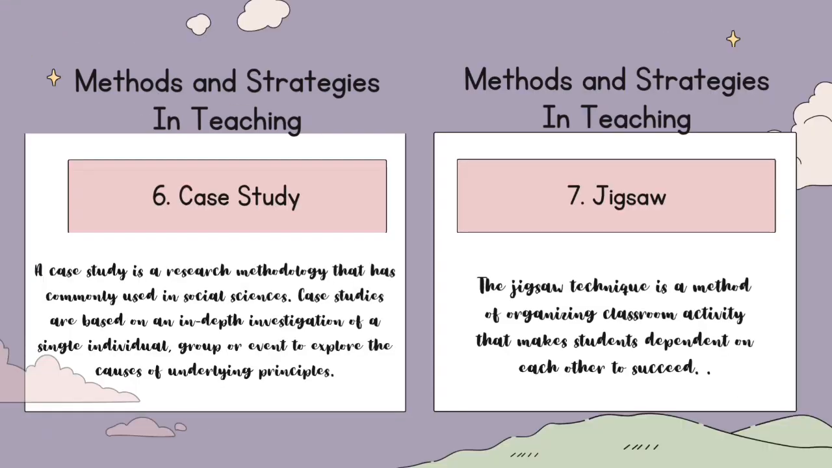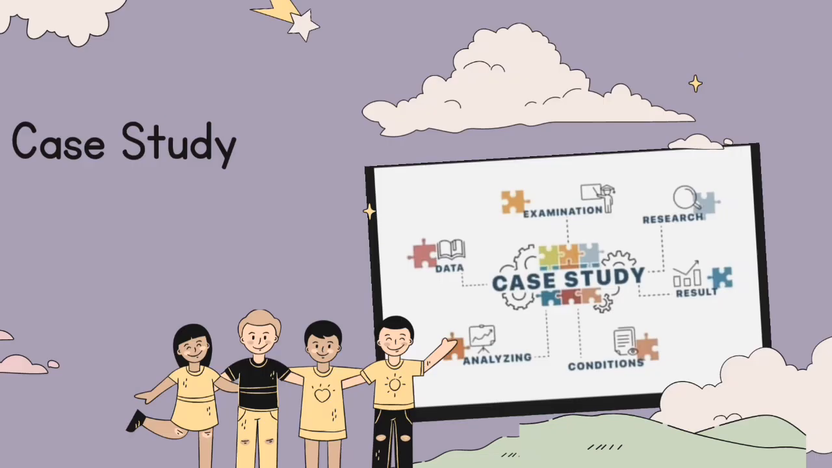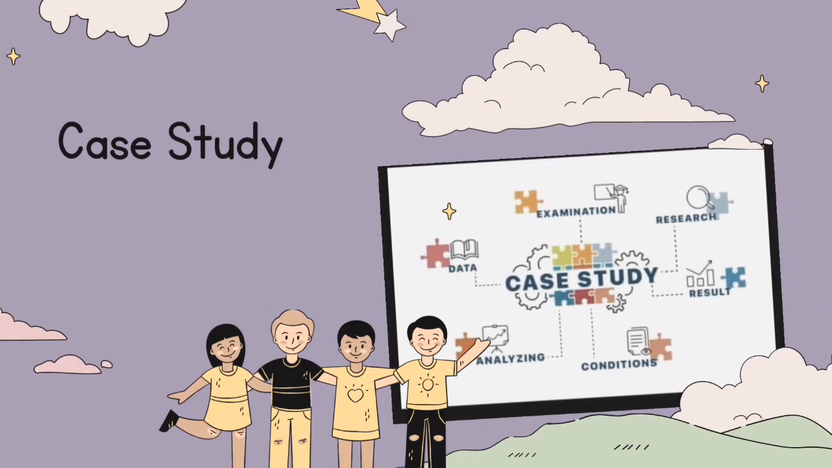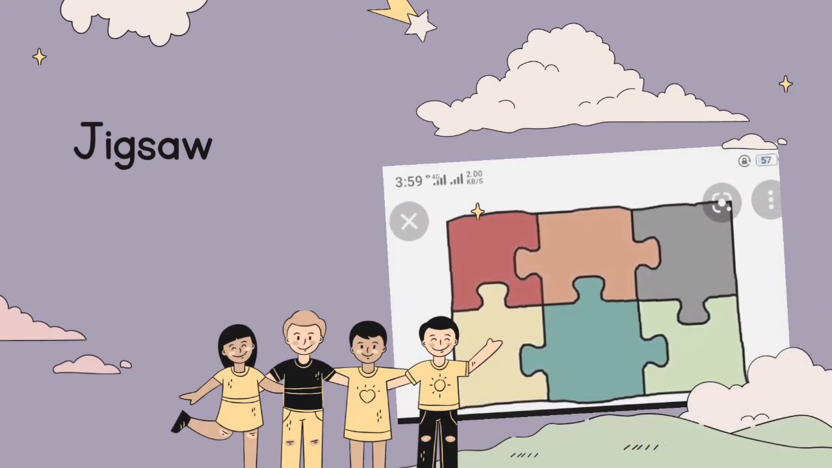Now let's proceed. We have the case study, a research methodology that is commonly used in social sciences. Meanwhile, the jigsaw technique is a method of organizing classroom activity that makes students dependent on each other to succeed. The following are examples of a case study, and then the second one is the jigsaw technique.